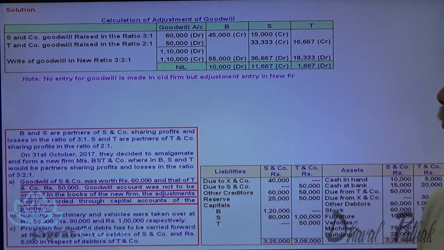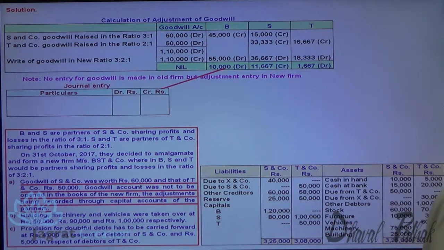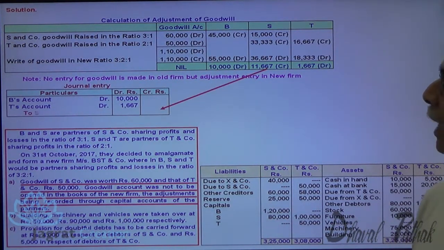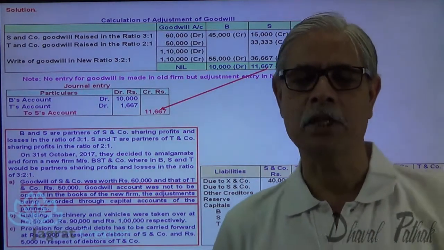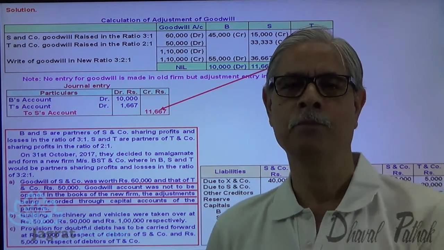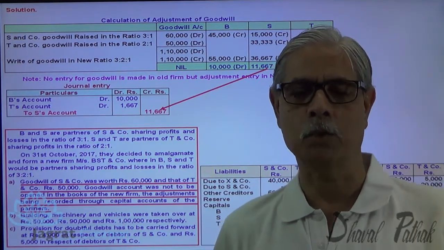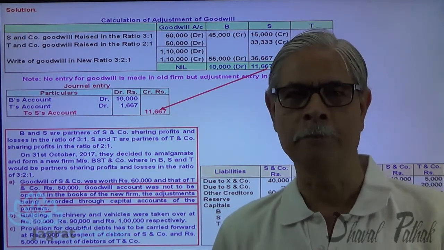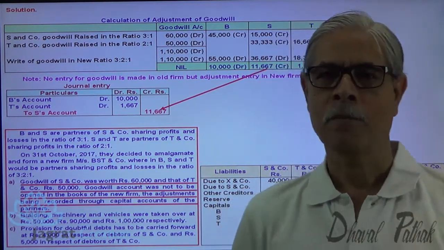to be recorded. B's capital account debit, T's capital account debit, S's capital account credit. This is the adjustment entry for goodwill to be recorded in the books of new firm. That's an important point to be noticed by the student. And this is what has been given to me in question number 1.